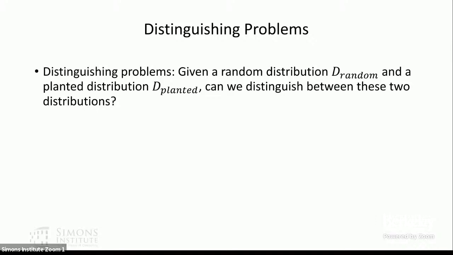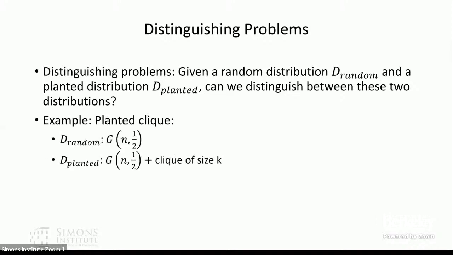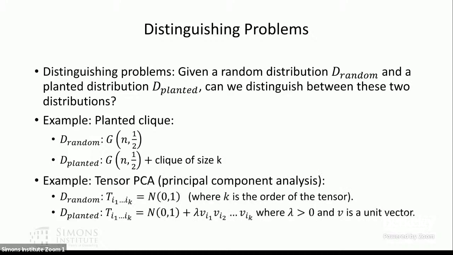Okay, so first an introduction. Today we'll be considering distinguishing problems, where we're trying to distinguish between a random and a planted distribution. For example, in the planted clique problem, the random distribution is just a random graph where each edge is there or not there with probability 1/2. In the planted distribution, we take a random graph and we plant a clique of size k in it. Another example is tensor PCA, where in the random distribution, the entries of the tensor are just random noise. And in the planted distribution, we have the random noise plus a rank 1 component.